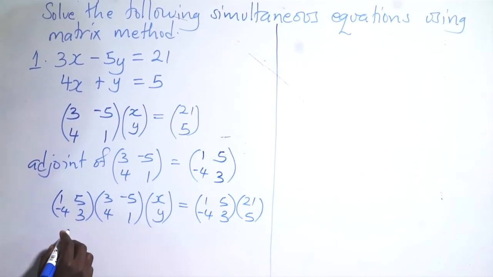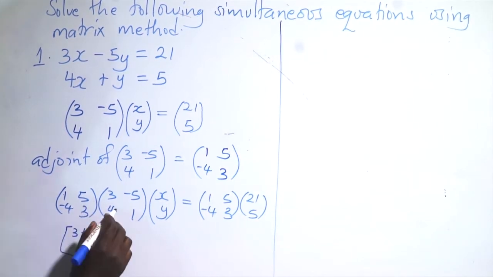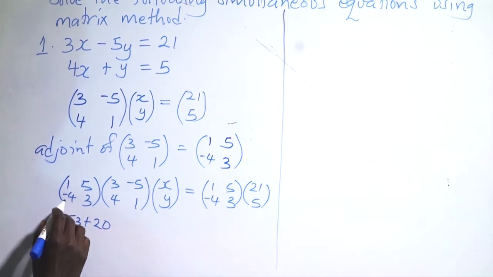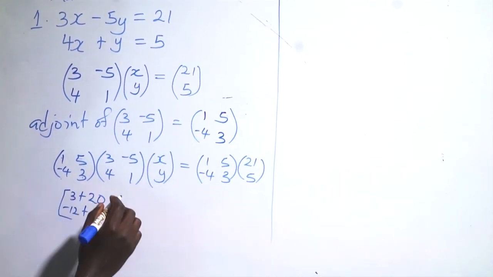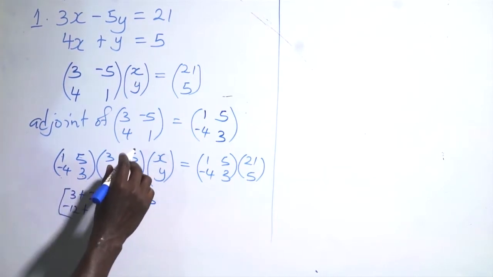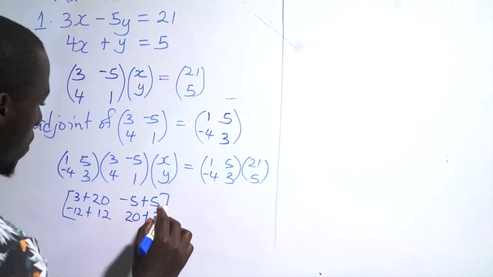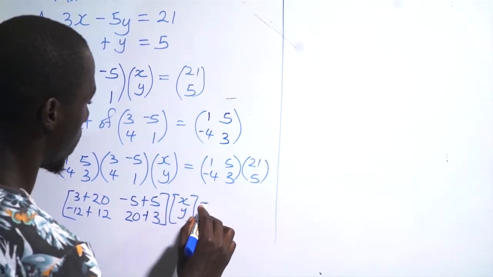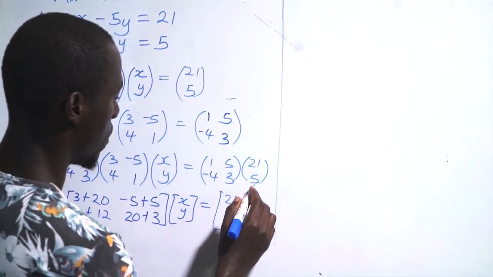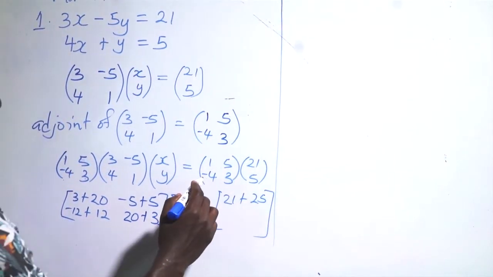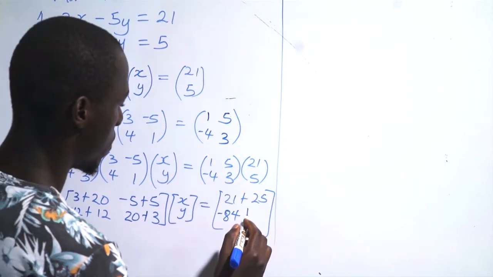So row by column, that is a 3 plus a 20, then row by that column, that is negative 12 plus 12, then row by that column there, that is negative 5 plus 5, then row by column lastly, that is positive 20 plus a 3, then times xy is equivalent to, here row by column 21 plus 5 times 5, 25, then row by column, that is negative 84, then plus the 15.